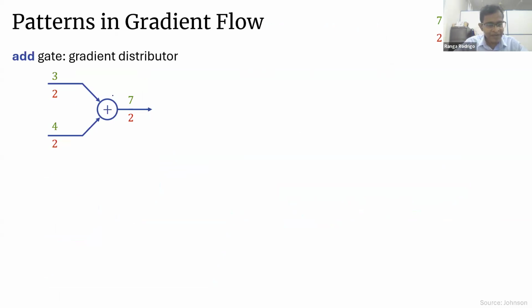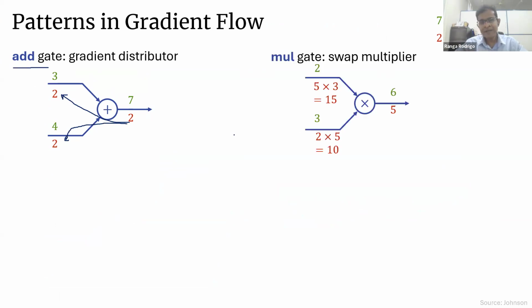So for the summation one, you just see the gradient gets reflected here. It's a gradient distributor. Add gate is a gradient distributor. Multiplication gate is a swap multiplier. This is the gradient, okay? Red one is a gradient. That gets multiplied by 2 and gets reflected here. It gets multiplied by this number 3 and gets reflected here. It's called a swap multiplier, you can see.